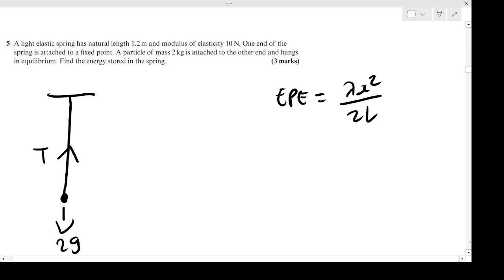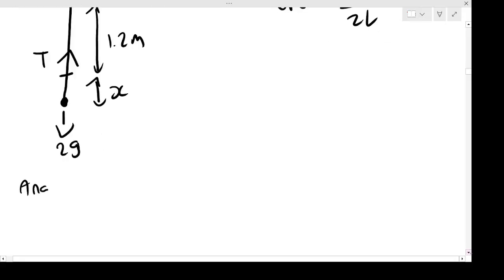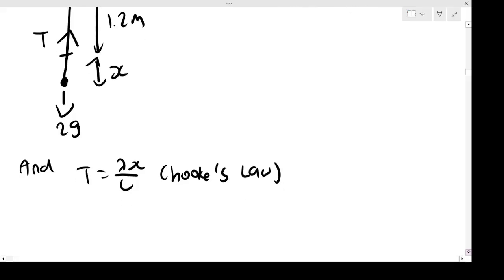I also have a natural length of 1.2. So let's say the natural length goes up to there. So 1.2 here, and then we've got our extension x. Now we can also use Hooke's law. That's T is lambda x over L. Please do not get this muddled up with the elastic energy, which is lambda x squared over 2L. This is Hooke's law, which we've used plenty of times previously. Hopefully you're familiar with this.